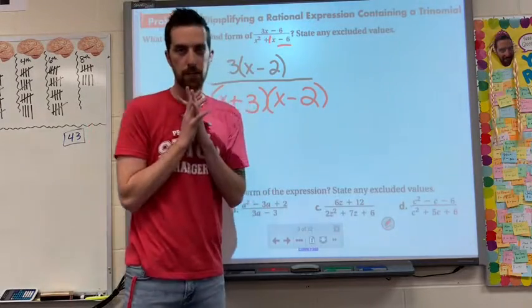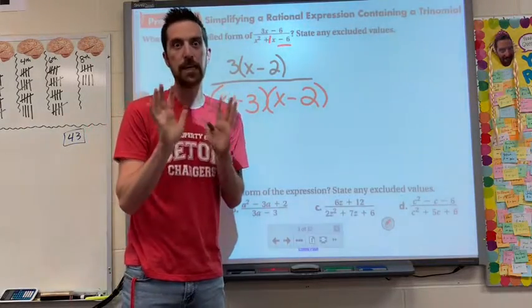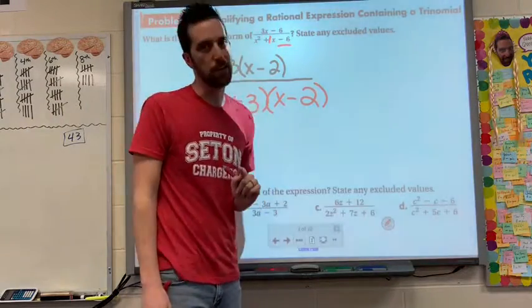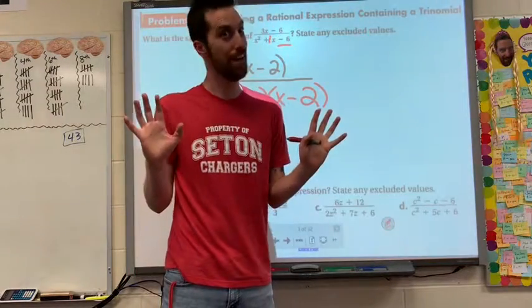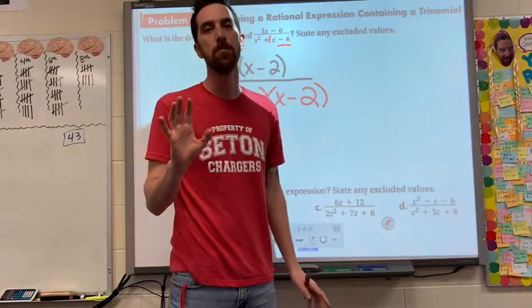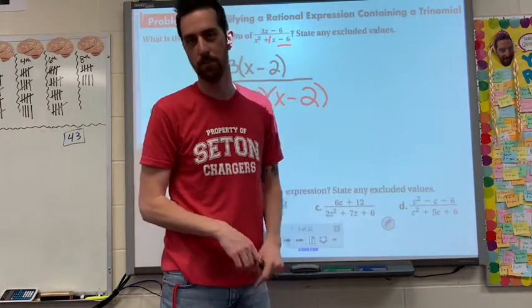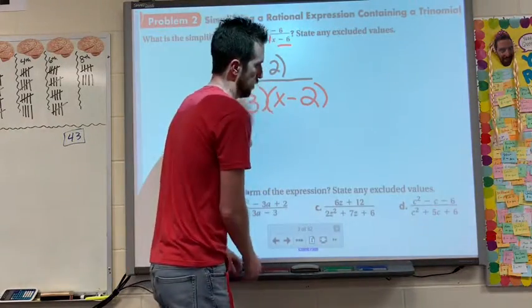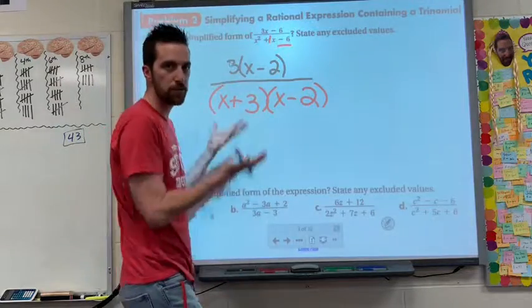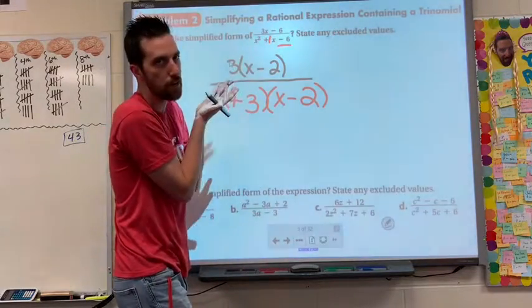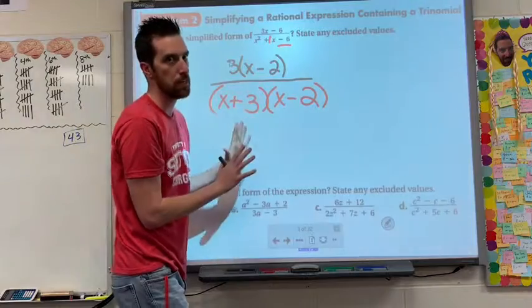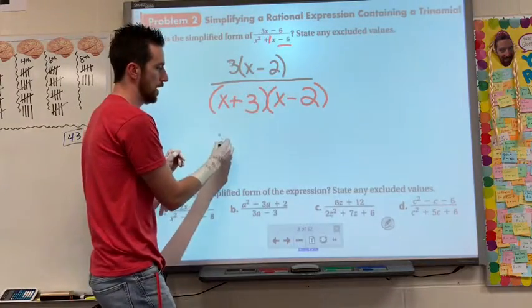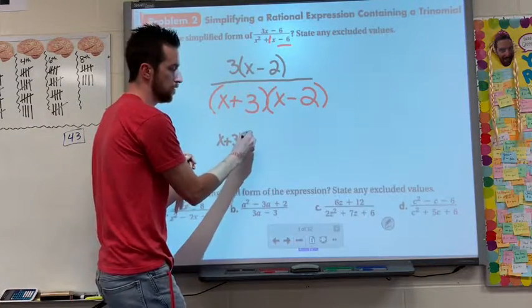Now, do we see anything that can cancel out? Yes. We should do our excluded values now, before we start crossing stuff off. So, look at the denominator. It's fine in the numerator. You can have 0 on top, and that's fine. But the bottom cannot be 0. So, x plus 3 cannot equal 0.